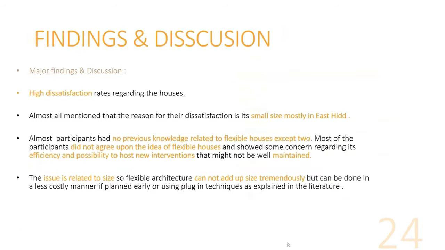The data gathered from the interviews showed high dissatisfaction rates regarding the social houses design. Almost all mentioned that the reason for their dissatisfaction is its small size, and mostly this was stated by occupants living in East Hidd. Almost all the participants had no previous knowledge related to flexible houses except two, and most of them did not agree upon the idea of flexible houses, and most of them showed concern regarding the efficiency and the possibility to host these new interventions, as they might not be well maintained.